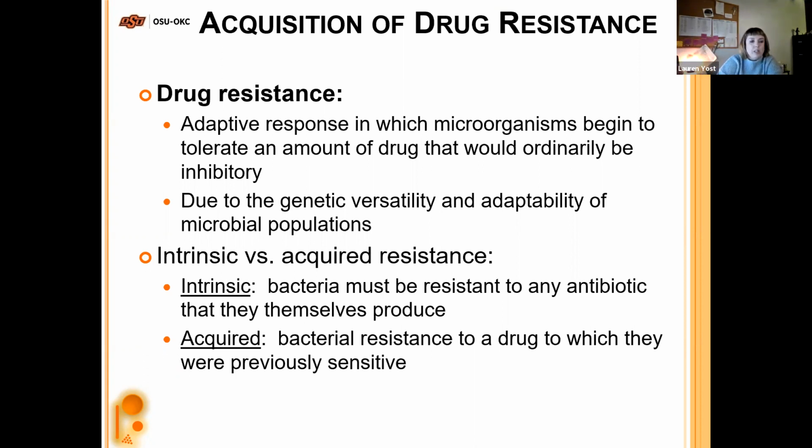Okay, so we can have intrinsic versus acquired resistance. Intrinsic is like already in that, right? So they must be resistant to antibiotic that they themselves produce, so that they are already made up. If you produce penicillin, you have to already be resistant to penicillin. That's intrinsic. When we're talking about acquired, this is bacterial resistance to a drug to which you were previously sensitive. You had to acquire it somehow.